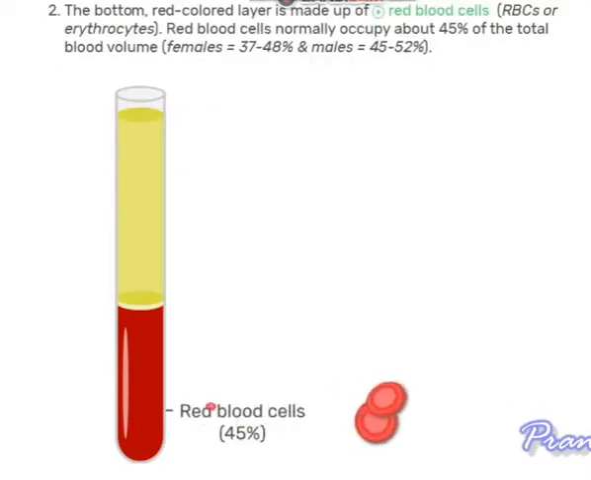The bottom red colored layer is made up of red blood cells or erythrocytes. Red blood cells normally occupy about 45% of the total blood volume. In males it's more and in females it's less.